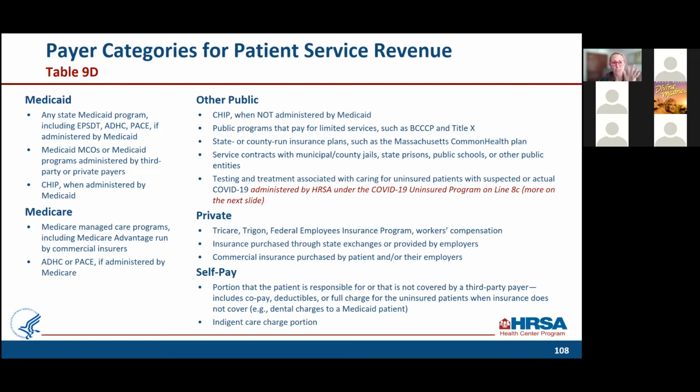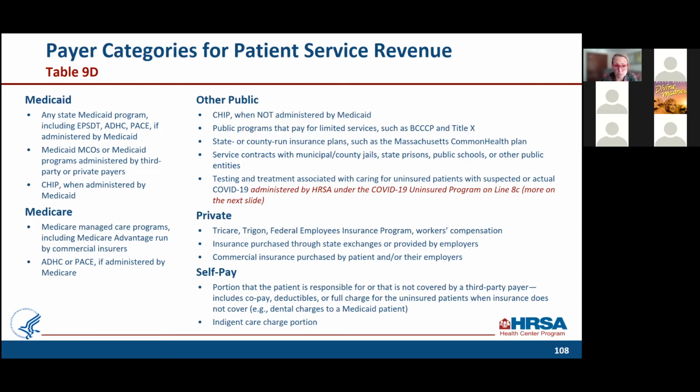It's really, again, for guidance. There are many examples of where a patient's primary medical insurance is different from where the patient's charges and revenues are reported here. For example, a patient who is uninsured or has some other type of insurance on table 4 may have care covered by a grant program like Title 10, which is reported in other public on this table.